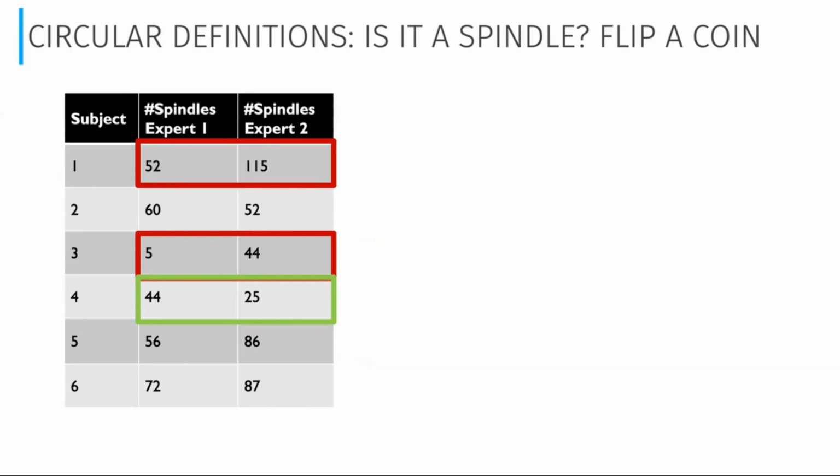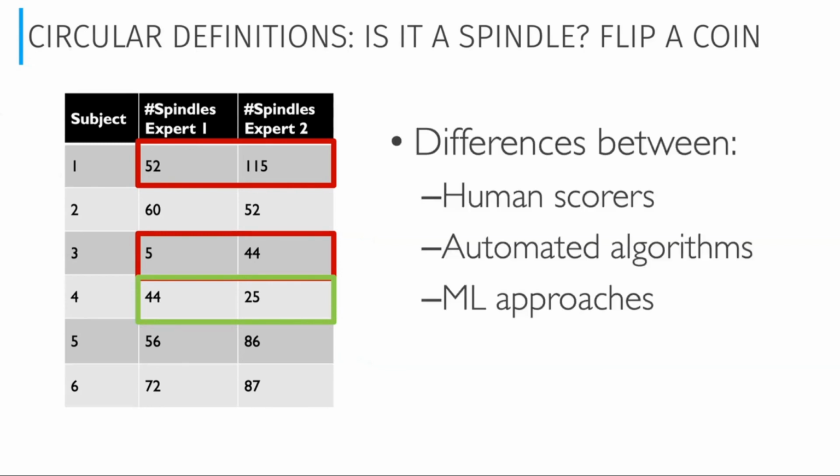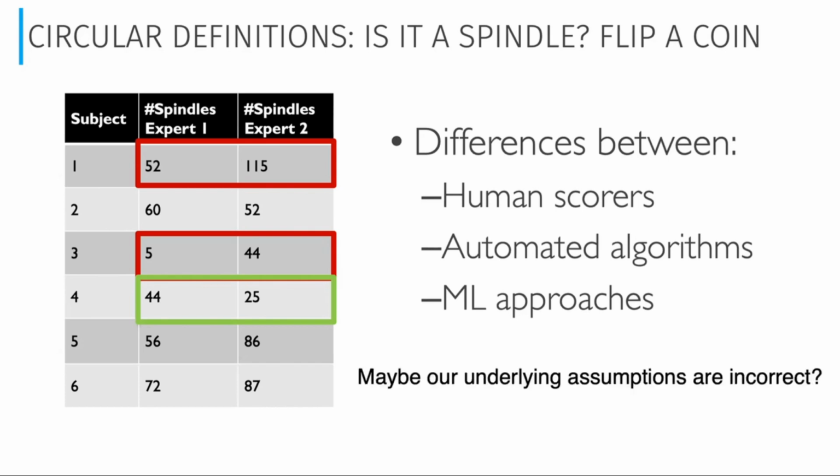So it's difficult. Now, this has led to differences between human scorers, automated algorithms, and of course, whatever machine learning approach you have, if it's based on a ground truth made by either human scorers or automated algorithms, what this is doing is imposing a potentially false rarity assumption on the nature of these events. And so you have these circular definitions: a spindle is what I see, I'm going to detect something based off of criterion, based on what I see, and then it sort of feeds forward. So, maybe these underlying assumptions are incorrect.